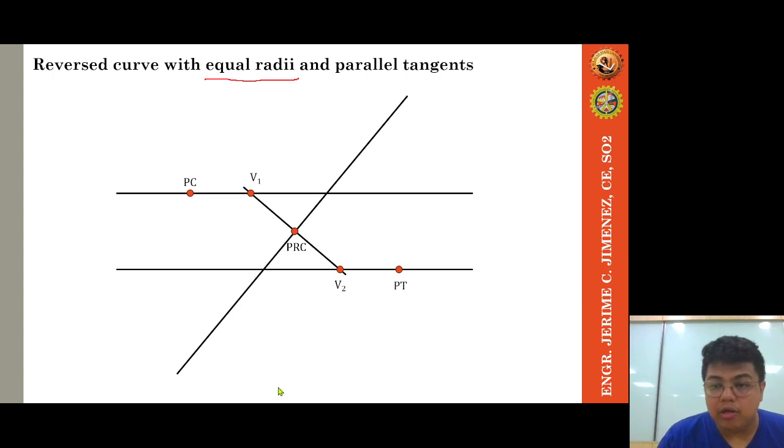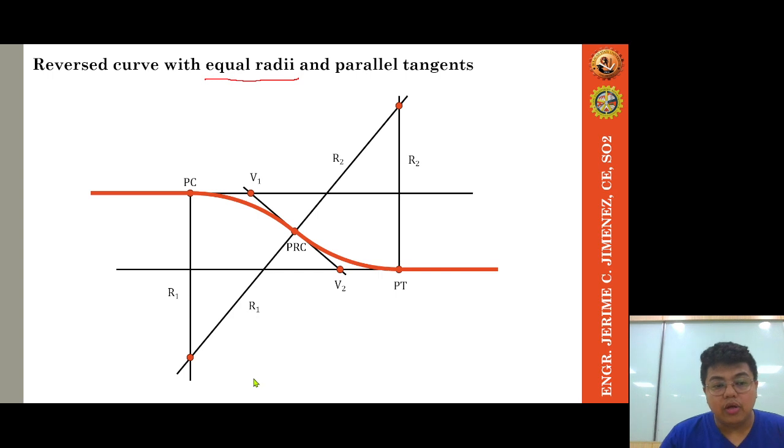Okay? Same goes with the simple curve. Let's draw a line perpendicular to the back tangent to denote the radius of the first curvature. As well as, we draw the perpendicular line at the point PT to the forward tangent to get the radius of the second curvature. Once we get all the elements, we now draw the curve, or the reverse curvature. So that will be the appearance of our road, or our reverse curvature.